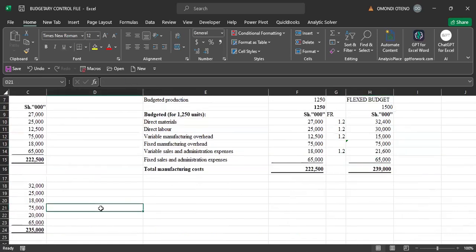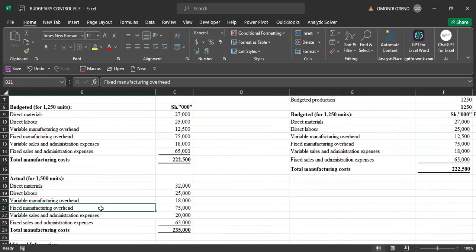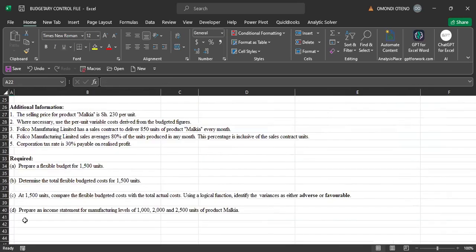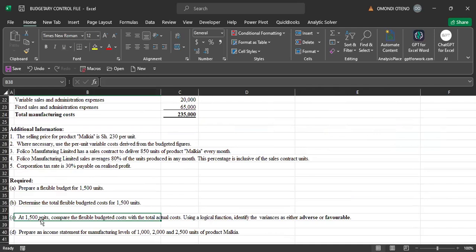Let's see part C. What do they want us to do in part C of this particular question? At 1,500 units, compare the flexible budgeted cost with the total actual cost using a logical function, identify the variances as either adverse or favorable. Good.